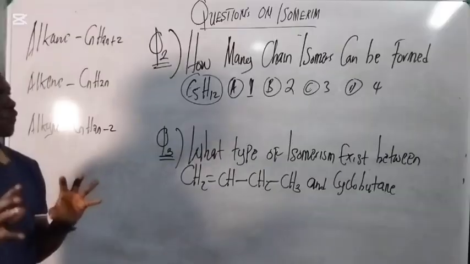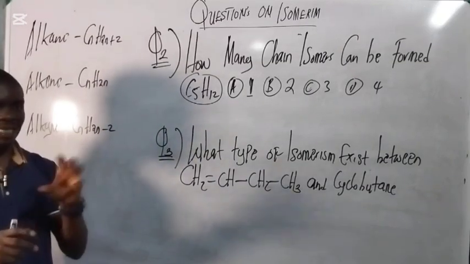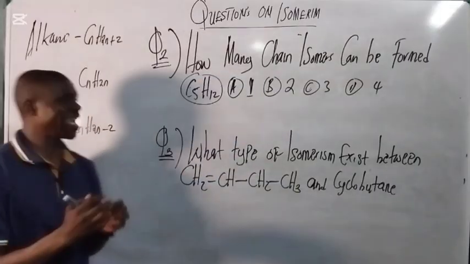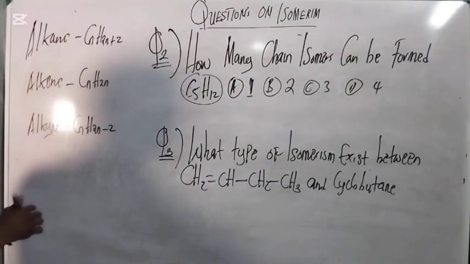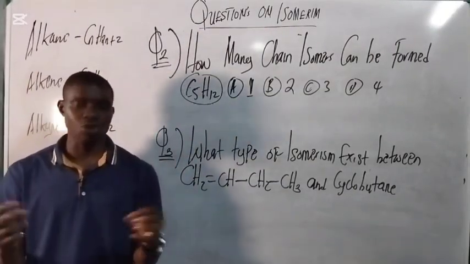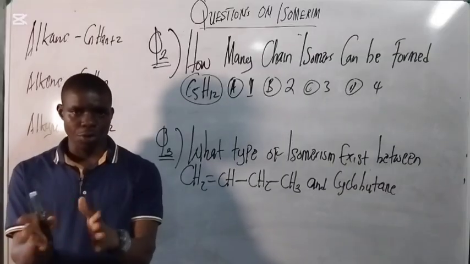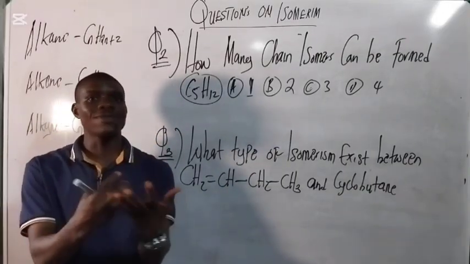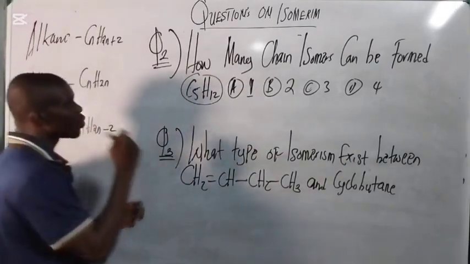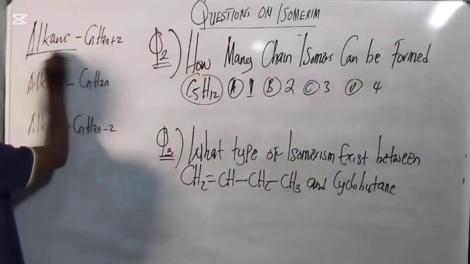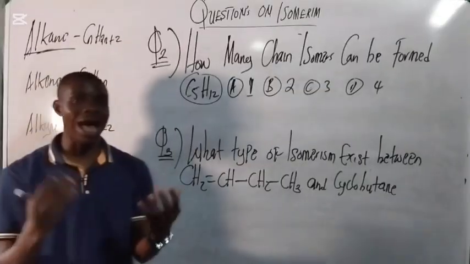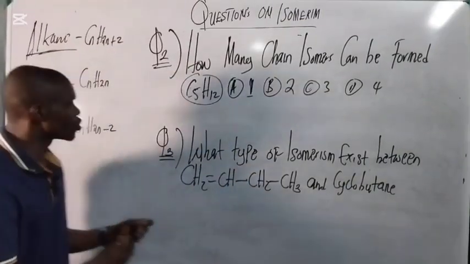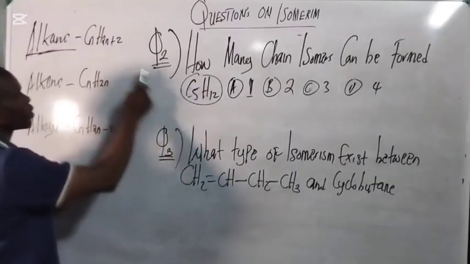Now, if you ask a question and it's an alkane, and they're asking you how many isomers can be found here, you don't need to draw the numbers of isomers, although you can draw them, which I'm going to explain to you. But there's a formula you can use to get the numbers of isomers if it's an alkane. Remember, alkanes do not have a double bond or a triple bond, they only have single bonds, right?